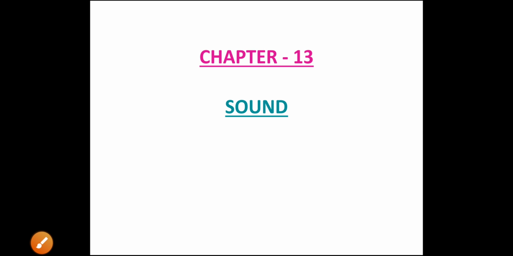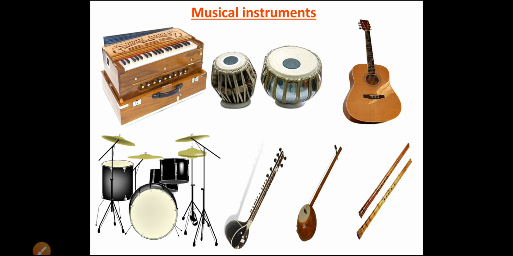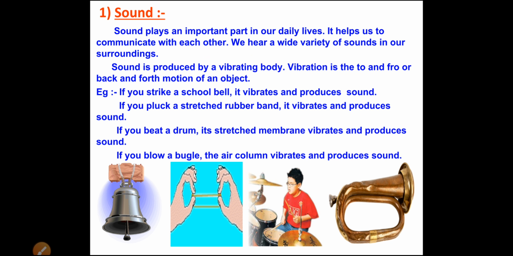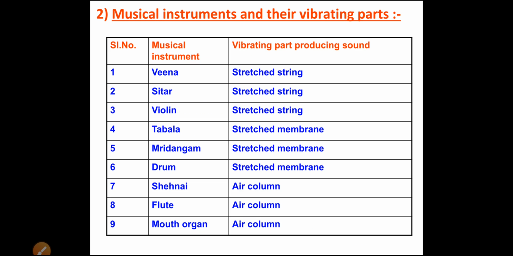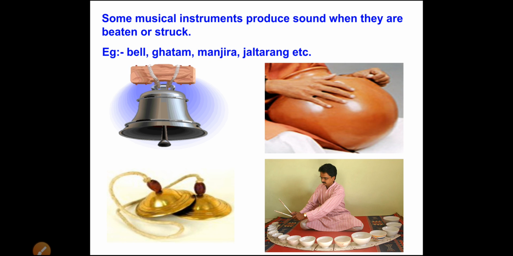Hello my dear students, this is chapter 13, Sound. In the previous part you learned about sound and about musical instruments, how they create sound, and how a variety of sounds get generated through all the types of instruments. You also saw what sound is and how it is created, with examples, as well as the instruments and their vibrating parts which produce the sound.